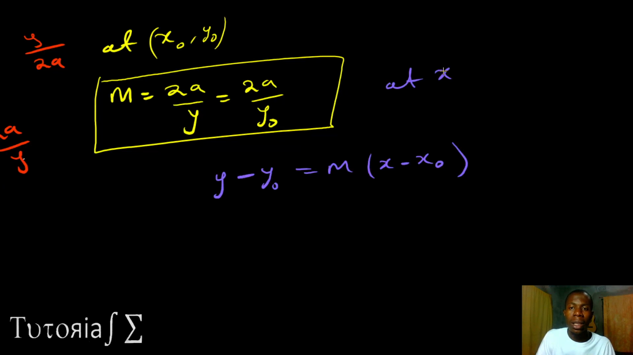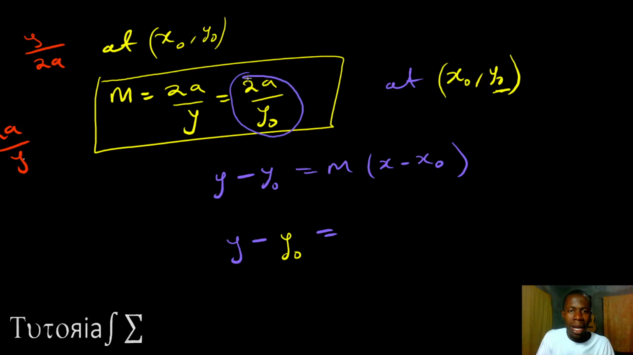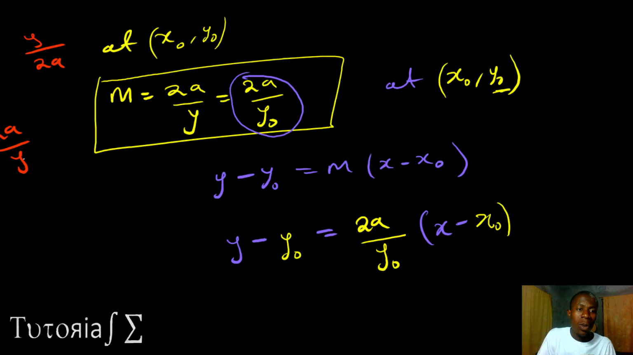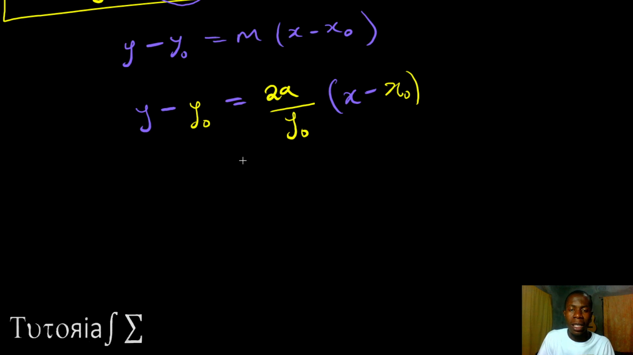So at x naught, y naught, let me use yellow for this one, our equation will be y minus our point there, y naught, is equal to our gradient, which is this right here. So that is 2a over y naught, then open brackets x minus x naught. Okay, we've substituted these points here. Now we can simplify. So from here it's just simplification. So we can say this times everything here, it will just be y.